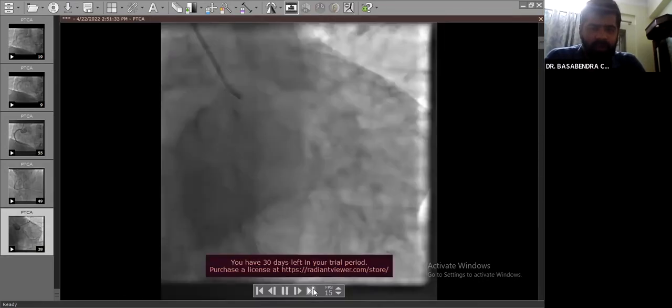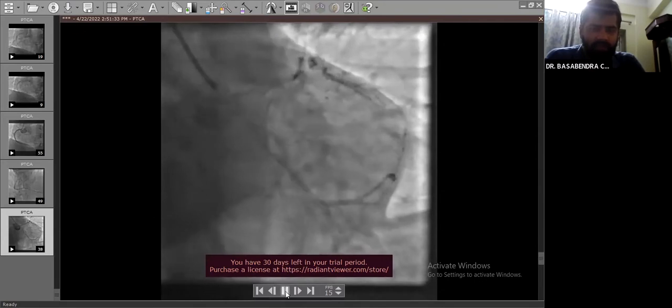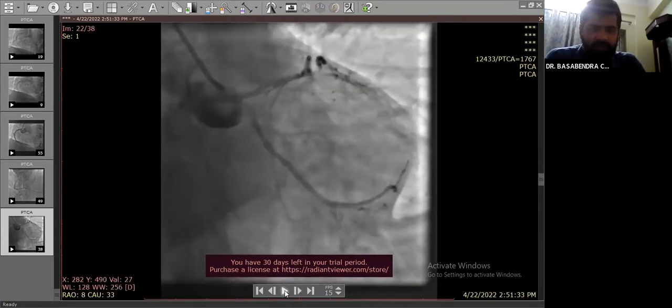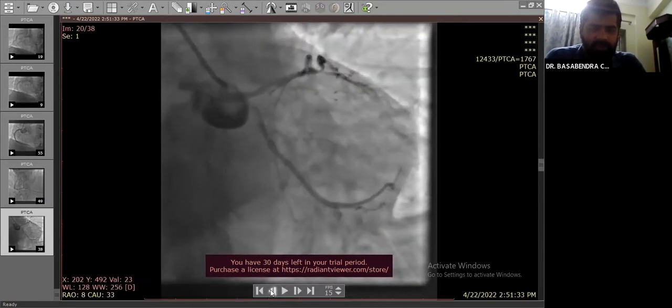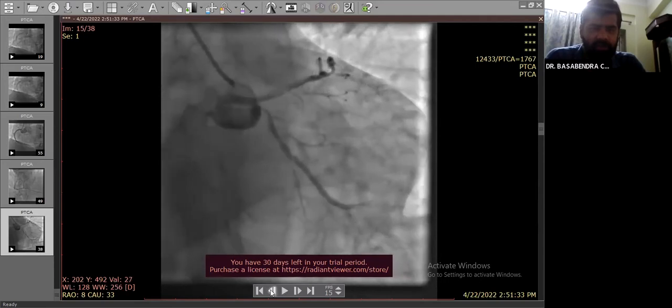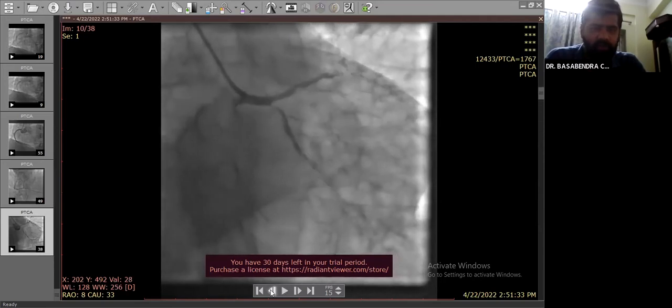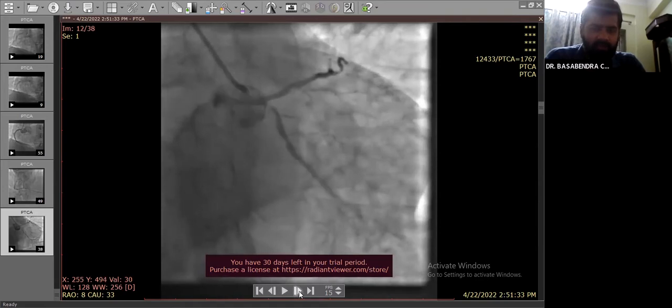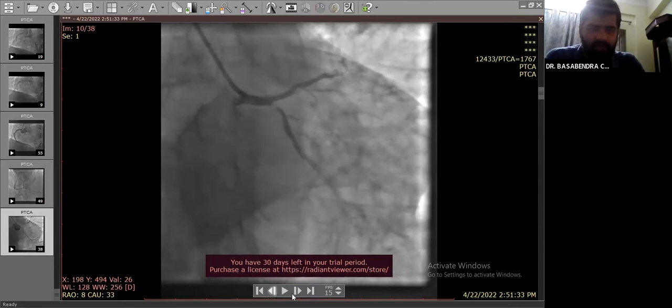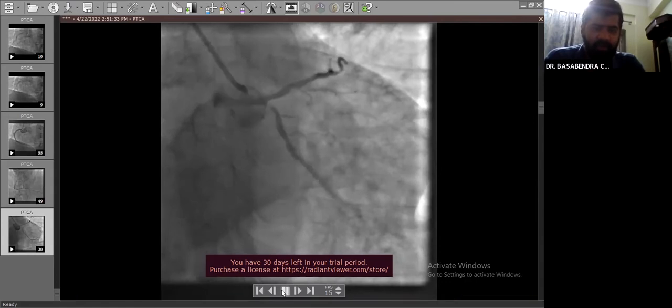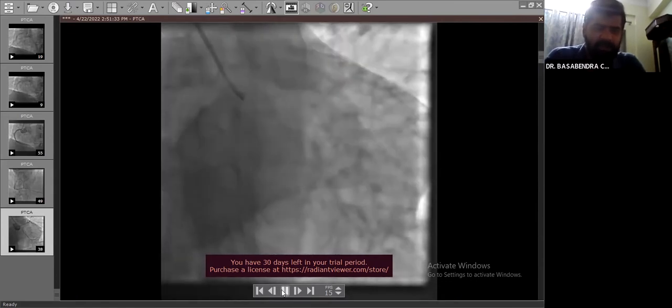And at the end, we just decided again to take a left shot just to confirm that the patient had no injury in the LAD proximal part, where the tip of the catheter was dislodged, so that it had remained as it is.